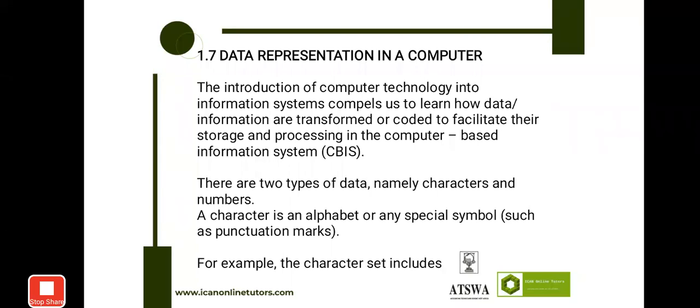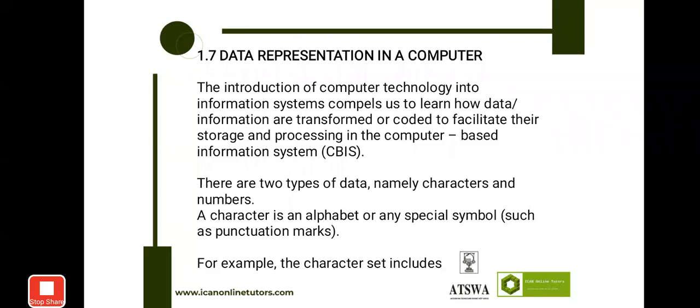So here we go about coding in computer science. How is this data being sent into the system for it to come out as information? So there are two types of data, namely characters and numbers. A character is an alphabet or any special symbol, such as punctuation marks.